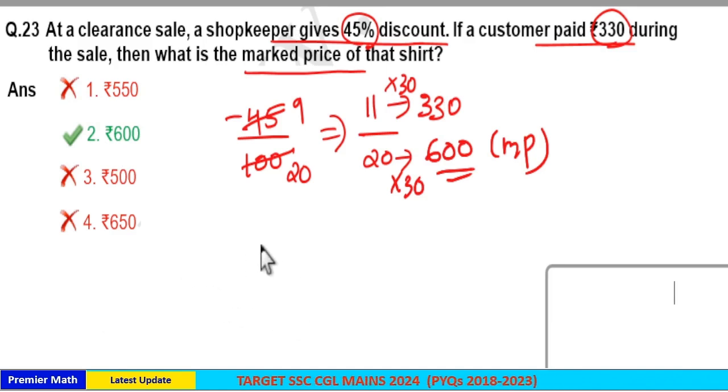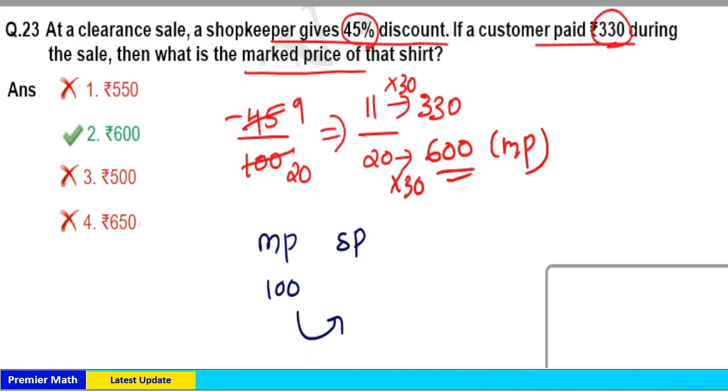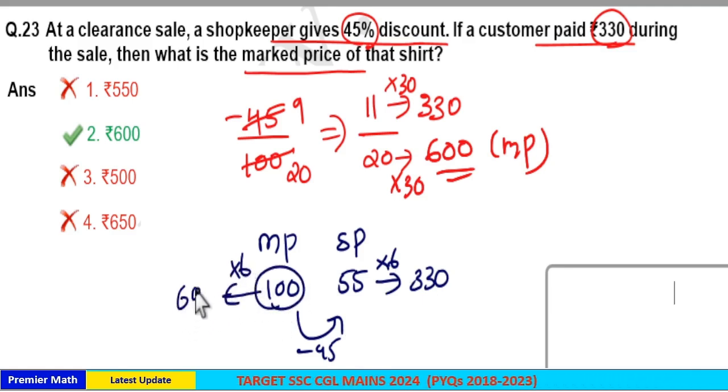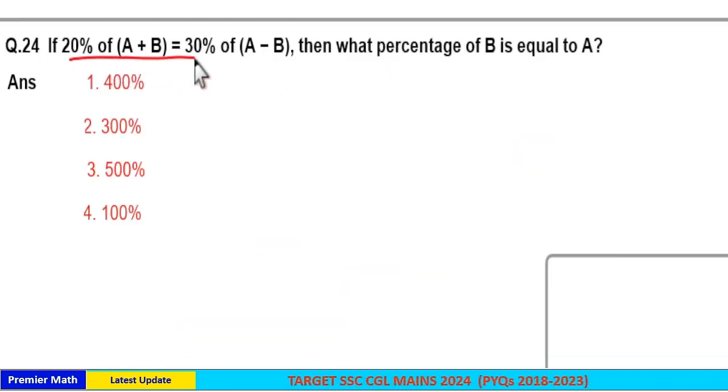Or you can consider the marked price as 100. Then for the selling price, 45% discount means when you give 45% out of this 100, the remaining 55 is the selling price. But 55 is given as 330 rupees in the question. 55 into 6 is 330, which means 100 into 6 is 600. So in this way you can also find the answer. Marked price is 600.